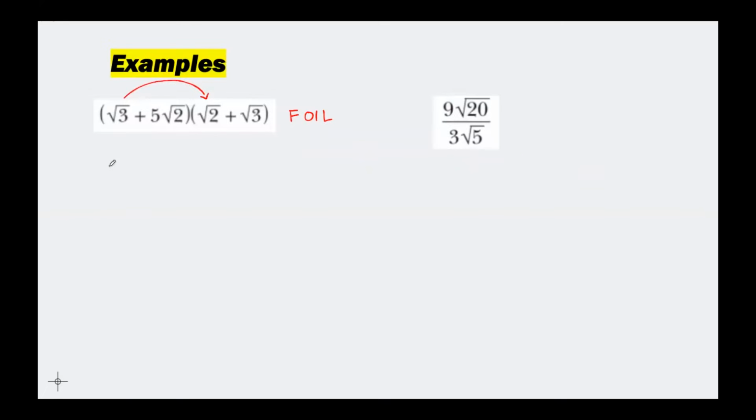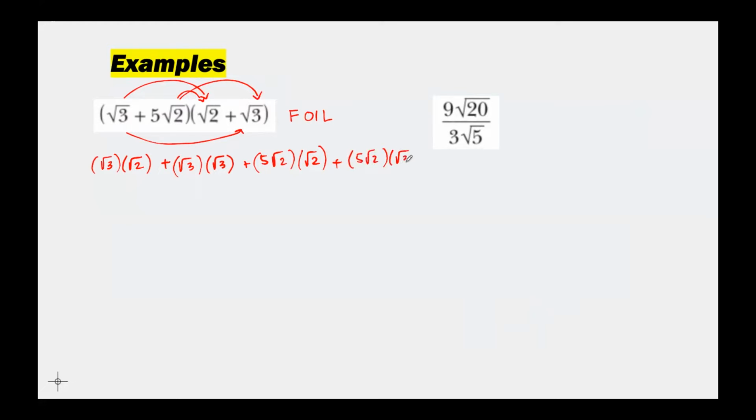So square root of 3 times the square root of 2, plus outer, which is this part, square root of 3 times the square root of 3. Inner, which means this one now, so plus 5 square root of 2 times square root of 2, and of course the last one, so last and last, that's 5 square root of 2 times square root of 3.